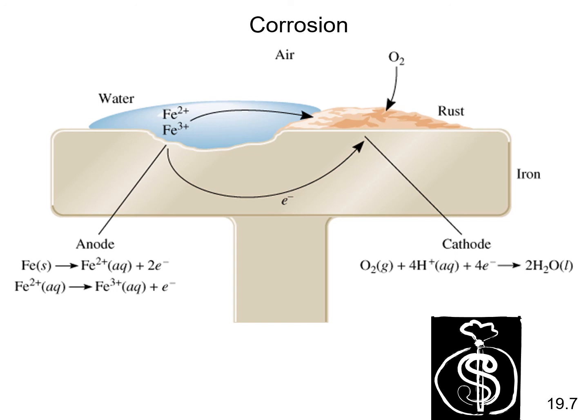So the oxygen gives you water, and then at the anode, it converts the iron solid into iron 2 plus, and further it oxidizes into iron 3 plus, creating what we call rust. So rusting is an electrochemical process.